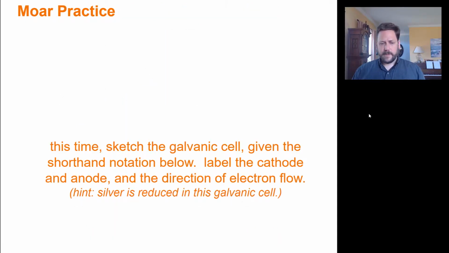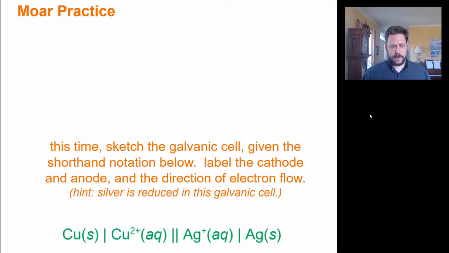We can do this backwards as well, and I'm going to show you a shorthand notation and ask you to try to sketch the galvanic cell. When you're making a sketch of a galvanic cell, it's important to include the salt bridge, because the galvanic cell won't operate unless there is a salt bridge. And see if you can label which is the cathode, which is the anode, and also show the direction of electron flow through the wire.